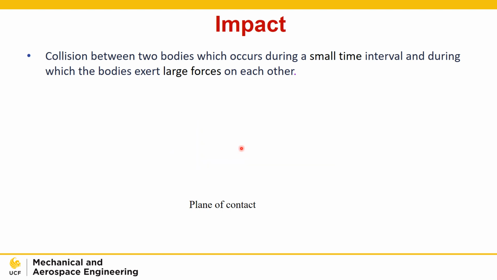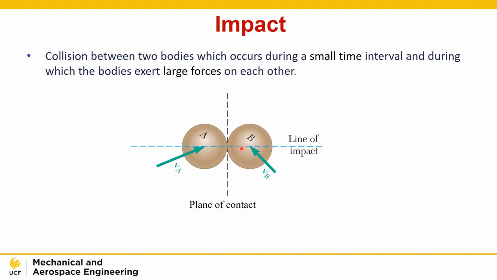If either or both particles have velocities directed along a line other than the line of impact, then the impact is said to be an oblique impact. For example, in this case, the velocities of particles A and B, VA and VB, have directions other than the line of impact.